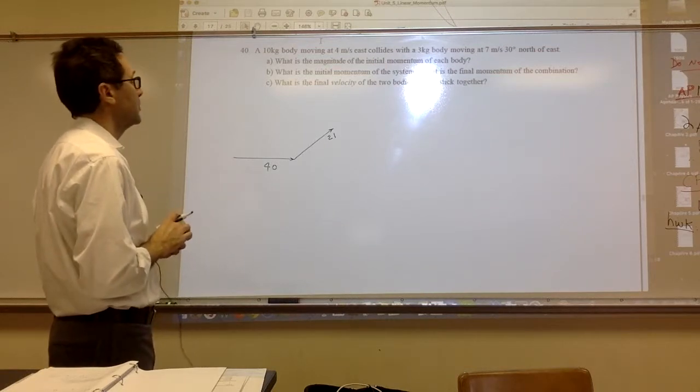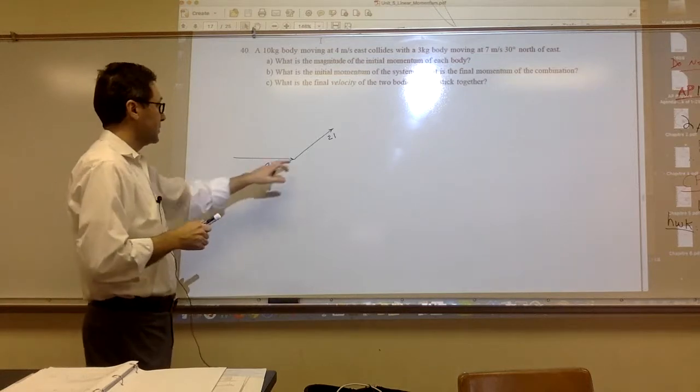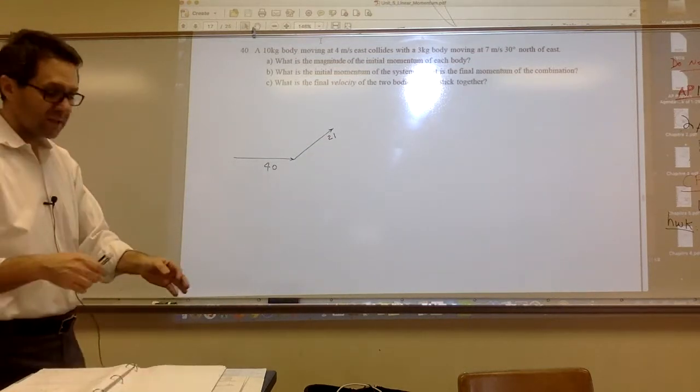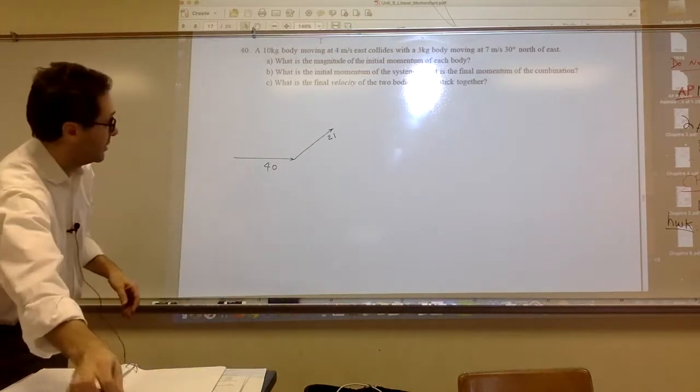What is the magnitude of the initial momentum of each body? I think we can figure this out. This 40 and 21, we did that already. What is the initial momentum of the system, meaning what's the total momentum as a vector here?